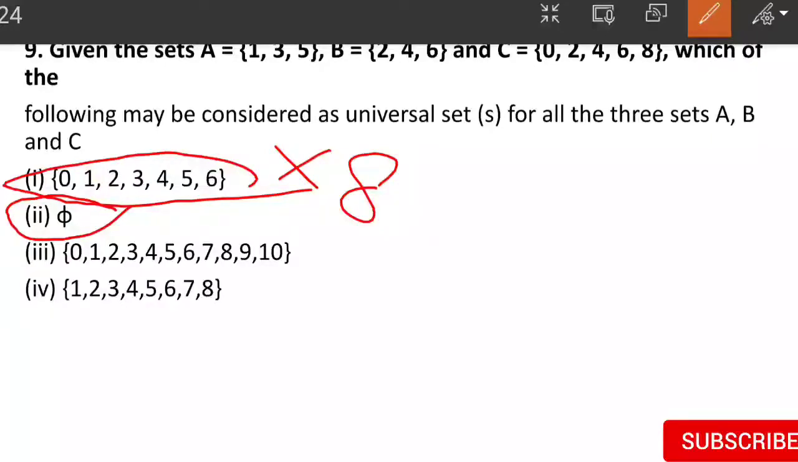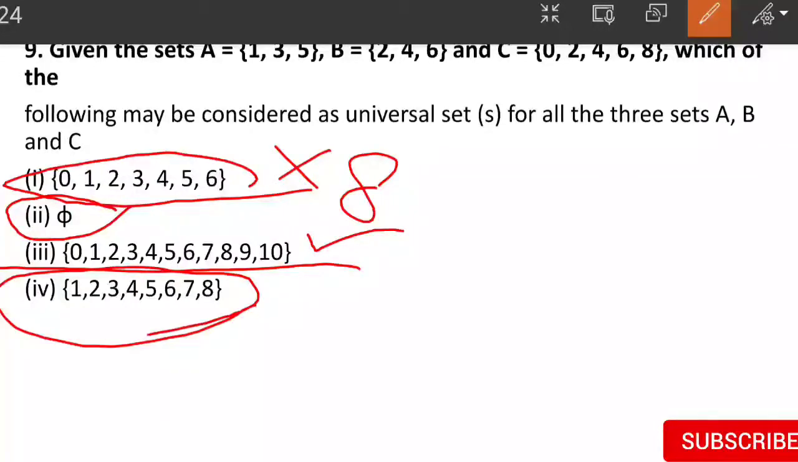What about the third option? If we observe the third set, it contains 1, 3, 5. That means all the elements of set A are contained in this third set. What about the elements of B? 2, 4, 6 are contained in this set. And next, the elements of C: 0 is there, 2, 4, 6 and 8. So this is a universal set for the given sets A, B, C.